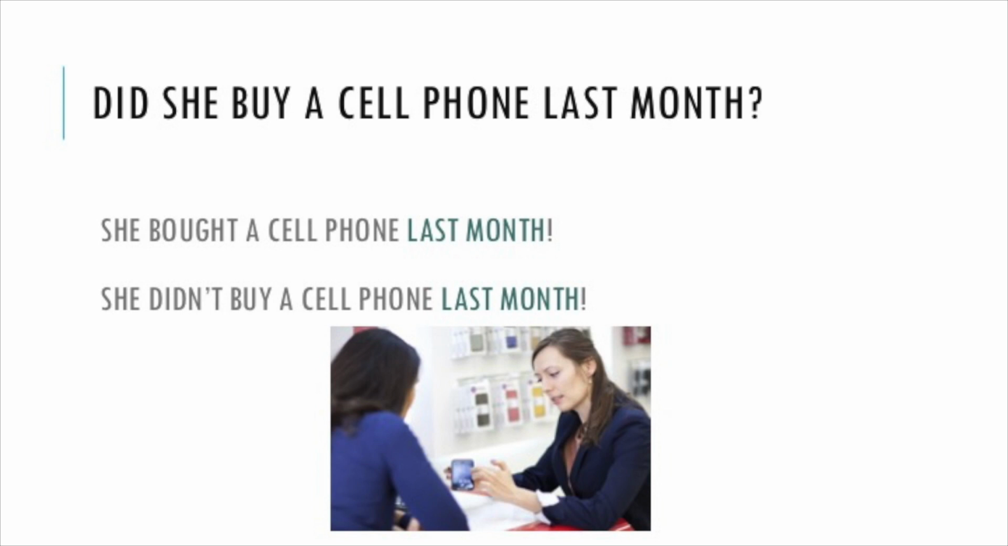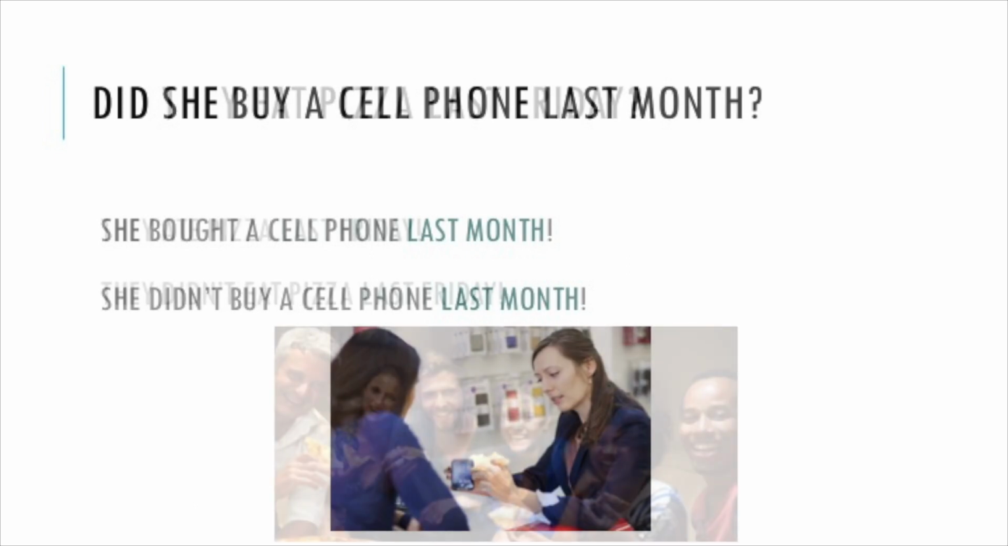She bought a cell phone last month. Or negative, she didn't buy a cell phone last month. Now, who wants to have a go at asking the question? Did she buy a cell phone? Perfect. Did she buy a cell phone last month? And what's a cell phone? Mobile phone. Excellent, guys.